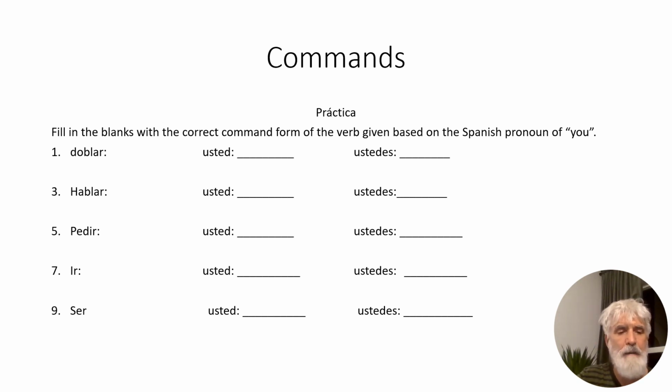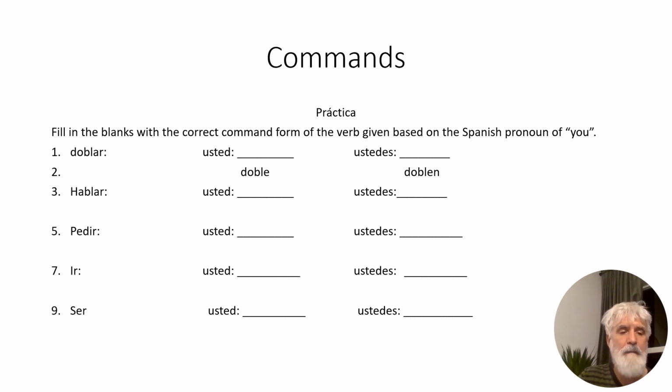Here's the verb doblar. Doblar means to turn. Notice it's an AR verb, so it's going to have an E ending. I want to get the yo form of doblar. What is the yo form? It's doblo. I drop the O of doblo and I get dobl-. It's an AR verb, so I put an E ending on it, so it's doble. And for ustedes, I put an EN ending on it, doblen.